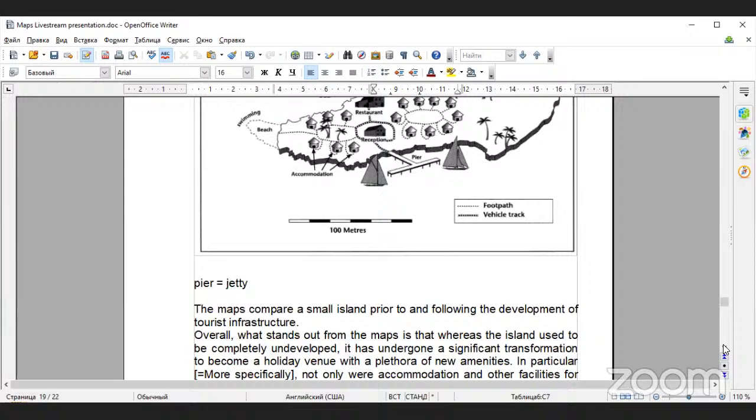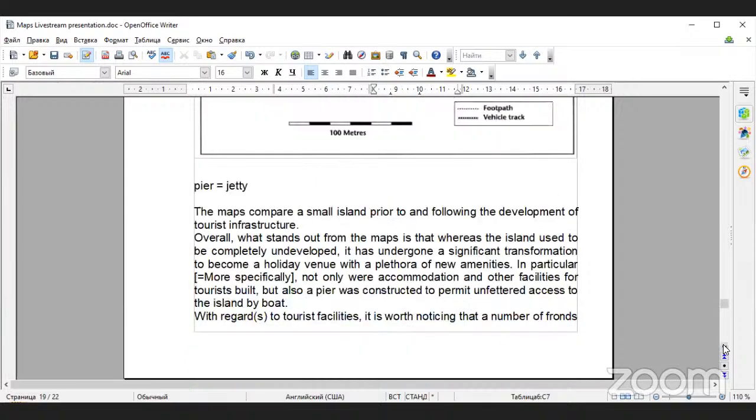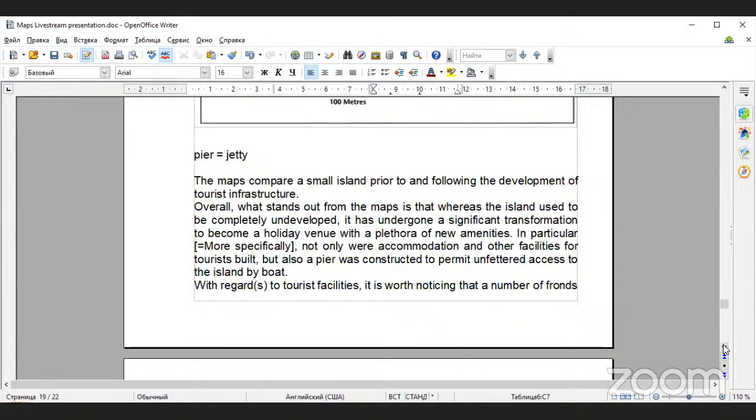So here is a map description which I wrote in, I think, 2018. And I just decided to keep it for history. The maps compare a small island prior to and following the development of tourist infrastructure. Overall, what stands out from the maps is that whereas the island used to be completely undeveloped, it has undergone, you see I'm using present perfect, it has undergone a significant transformation to become a holiday venue with a plethora of new amenities. In particular, or more specifically, not only were accommodation and other facilities for tourists built, but also a pier was constructed to permit unfettered access to the island by boat.